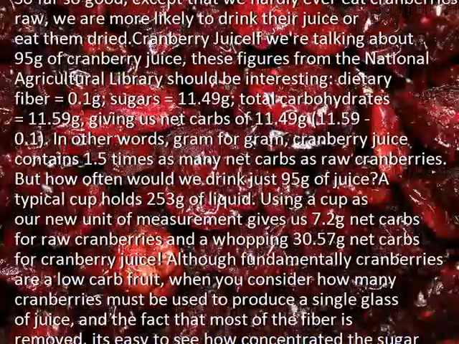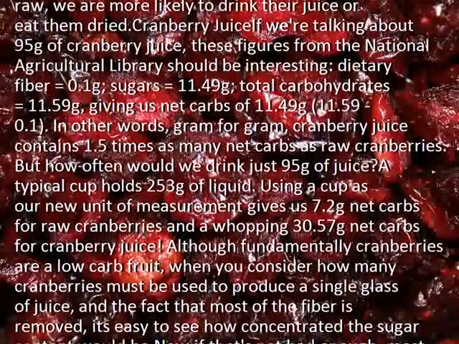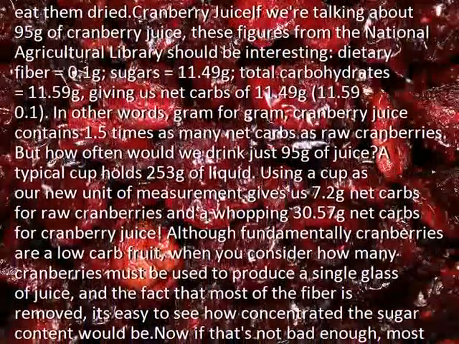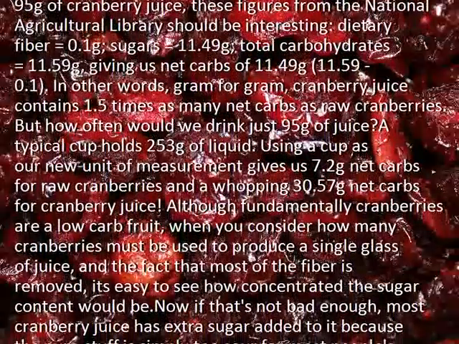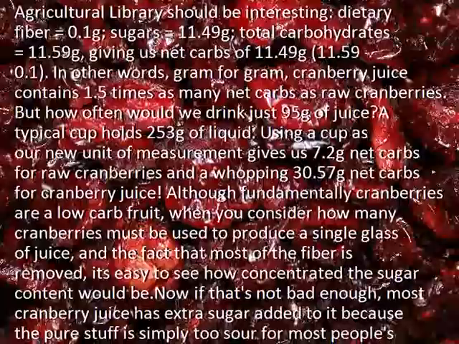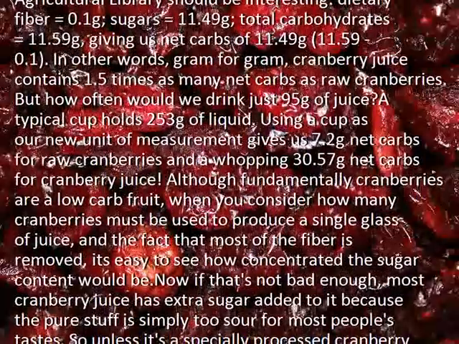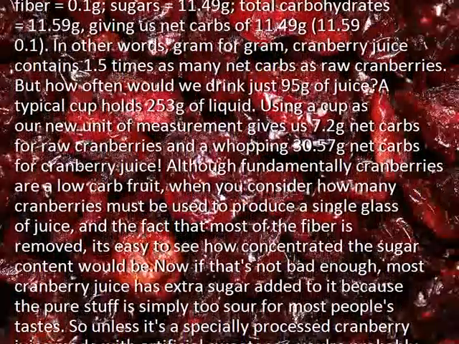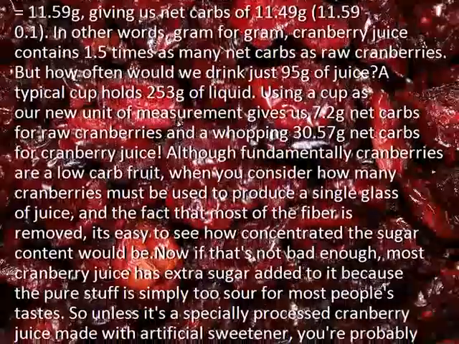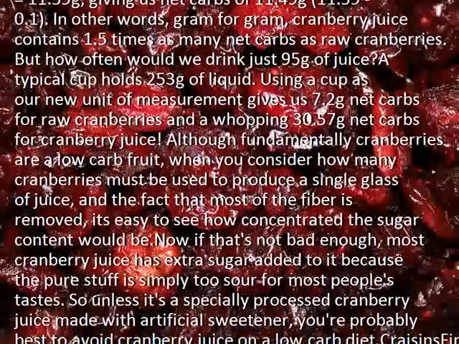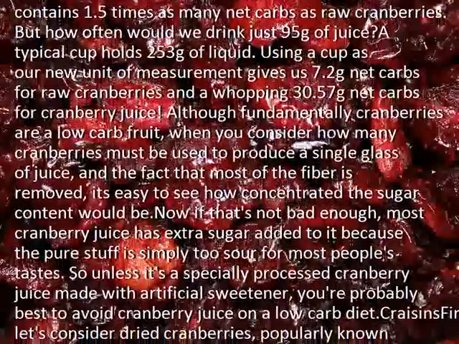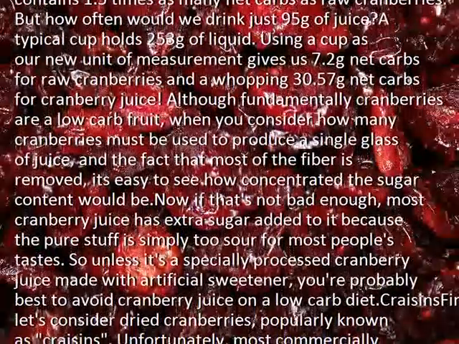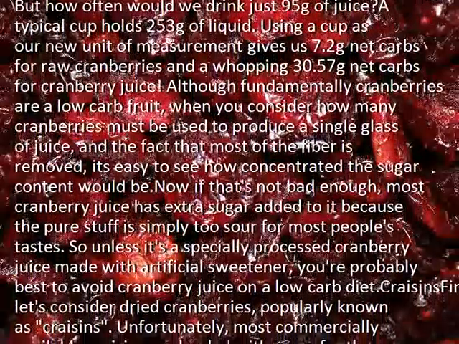11.59 minus 0.1. In other words, gram for gram, cranberry juice contains 1.5 times as many net carbs as raw cranberries. But how often would we drink just 95 g of juice? A typical cup holds 253 g of liquid. Using a cup as our new unit of measurement gives us 7.2 g net carbs for raw cranberries and a whopping 30.57 g net carbs for cranberry juice.